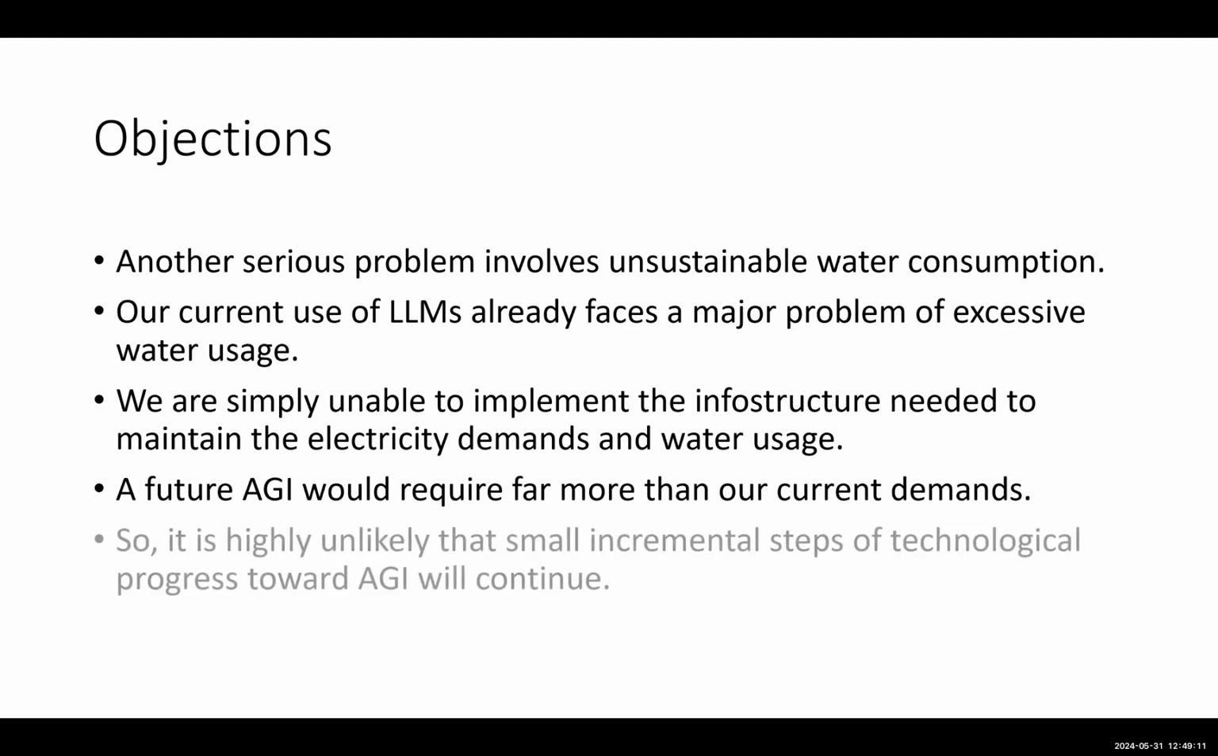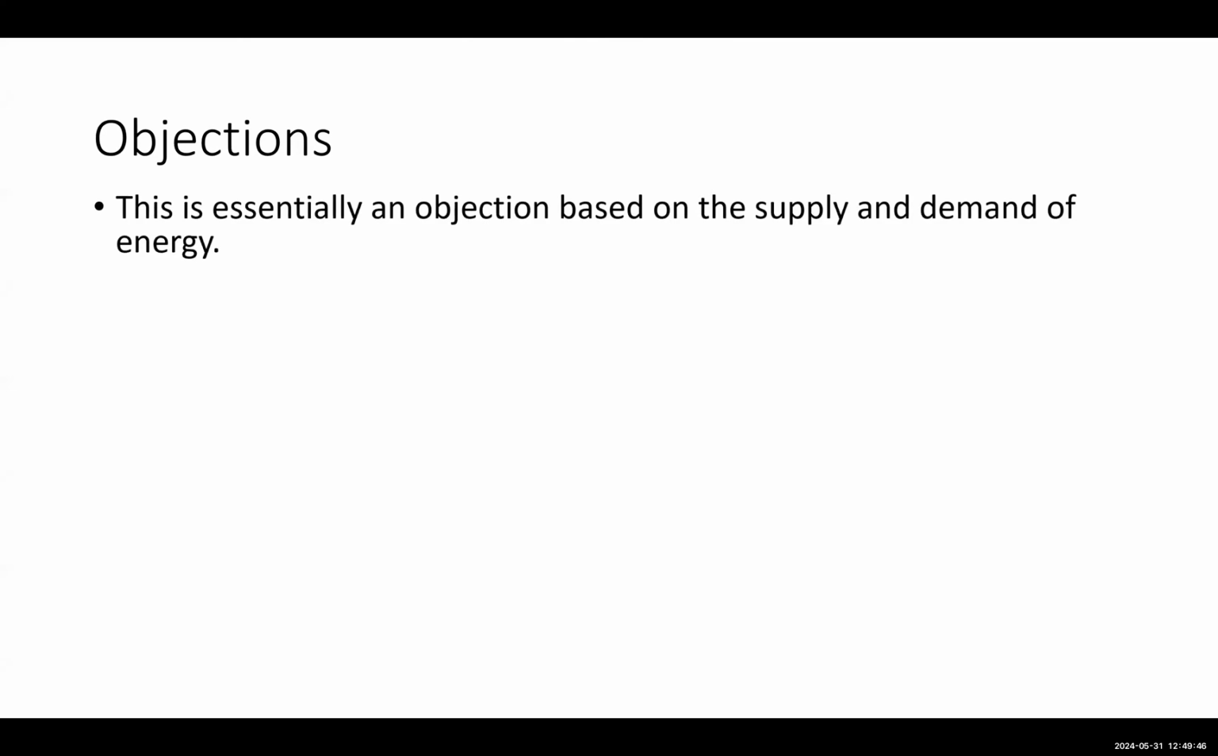And if that's so, well, then it's highly unlikely that the small incremental steps of technological progress would actually turn out to be all that would be required. Right? It's very unlikely that these small incremental steps will really amount to AGI in some future technology. And this objection is essentially just an objection based upon the supply and demands of energy.